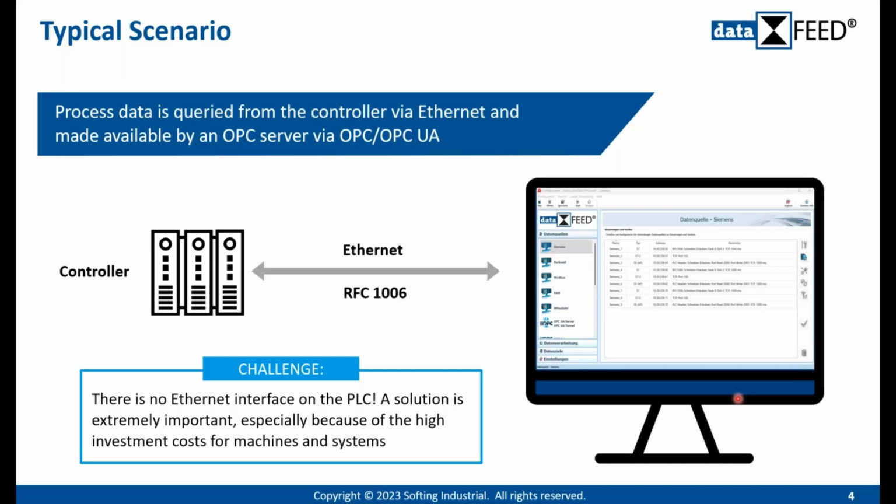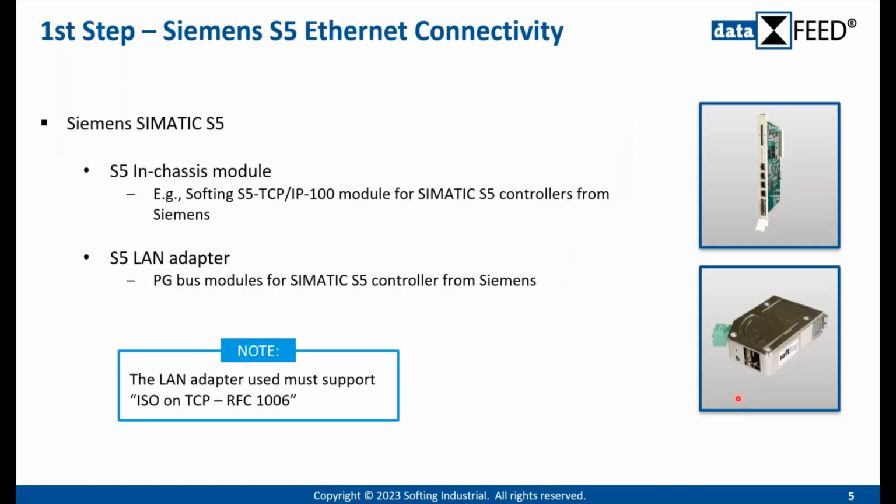And in this case, we need some help from, I will say, some tools or some hardware products. The first step is to get Siemens S5 Ethernet connectivity in this old Siemens PLC. On the one hand, we have such kind of in-chassis modules. This is one from Softing, the S5 TCP/IP module, which can be directly plugged into a Siemens device. It's one possibility to get an Ethernet interface out of the Siemens device.